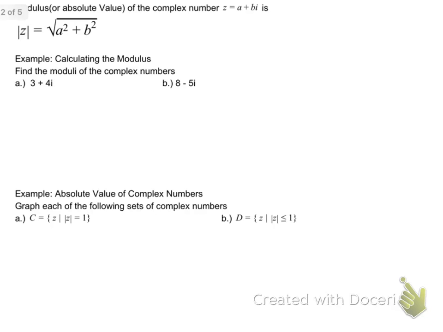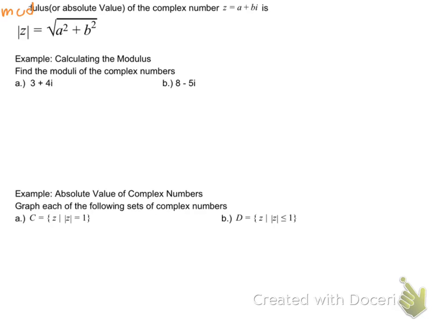Now, some more information. I see that it got cut off there. So this is supposed to be the modulus, aka the absolute value of a complex number. So we're calling z a complex number that is a plus bi. If I take the absolute value of z, it becomes the absolute value of a plus bi, which is the square root of a squared plus b squared.